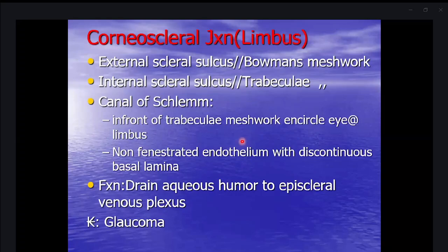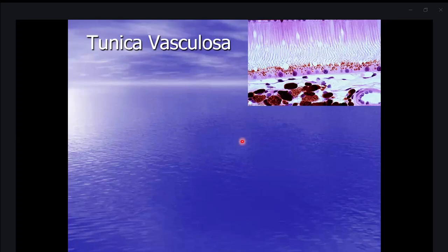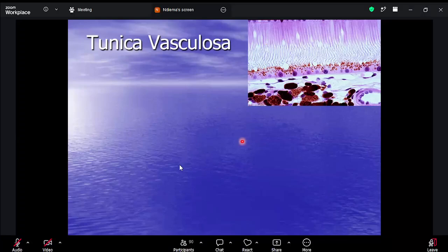is drained to the retinal nodes. For the tunica we said, this is the area where we have blood vessels, the choroid, made up of the choroid posteriorly, the whole ciliary process.